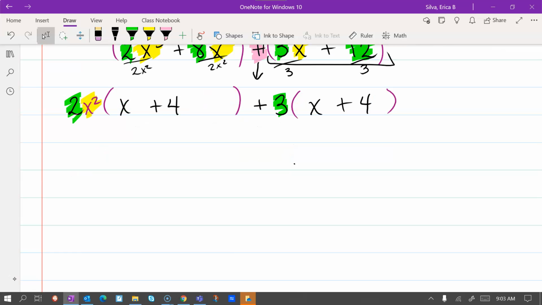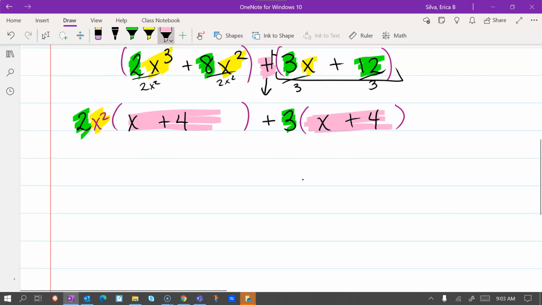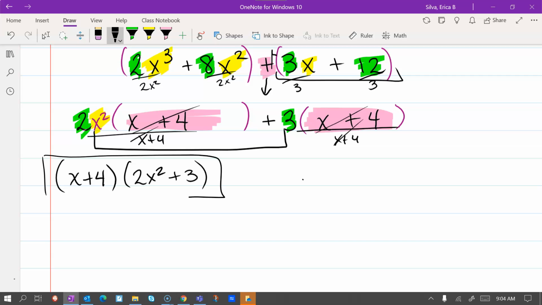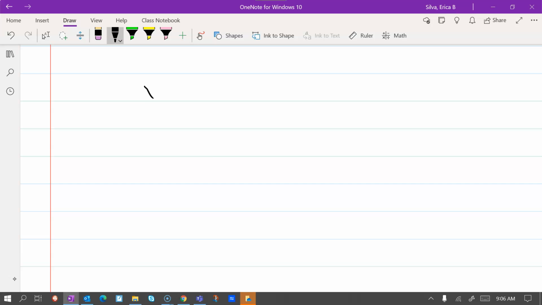You know that you did it correct when both of these numbers that are in the parentheses after the GCF has been factored out are exactly the same. So now that we have our new expression, now we're going to take out the GCF again. Notice how both of them have x plus 4 as one of the factors. So we're going to factor that out. And again, it's like dividing each one of those terms by x plus 4, which basically cancels this one and cancels that one. And what we have left over is this 2x squared plus 3. So this is the factored form.